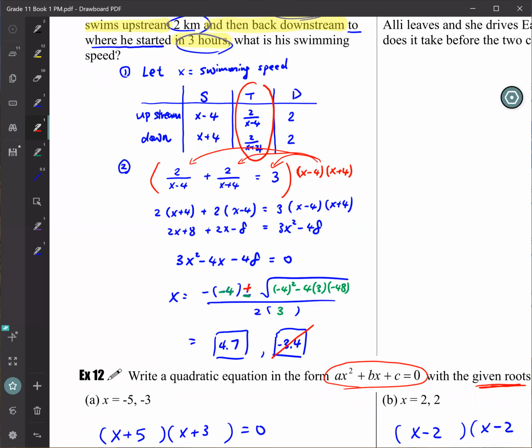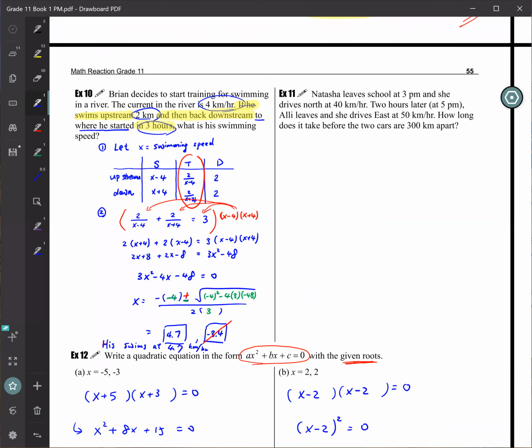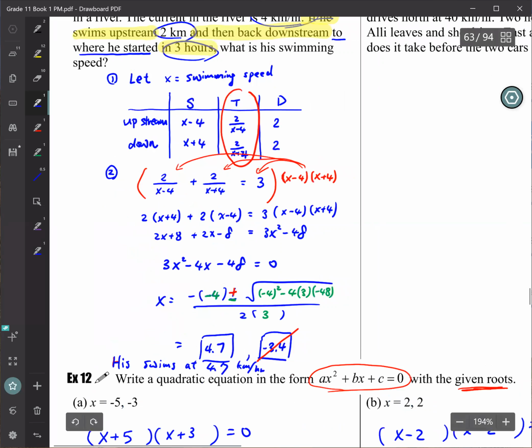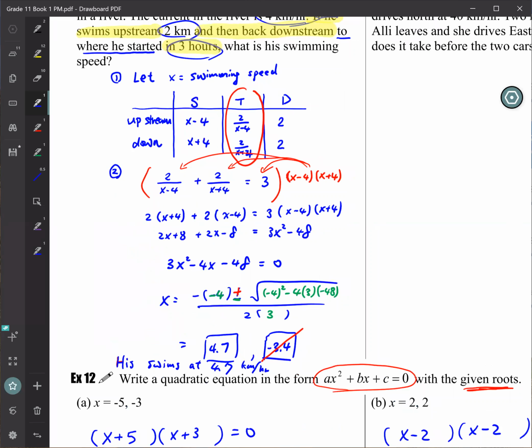So finally, we need to write a simple sentence. And you can just say his swimming speed, or he swims at 4.7 kilometers per hour. So I hope you understand how to do the speed kind of questions. Word problems, it's always like this, setting it up with the table.